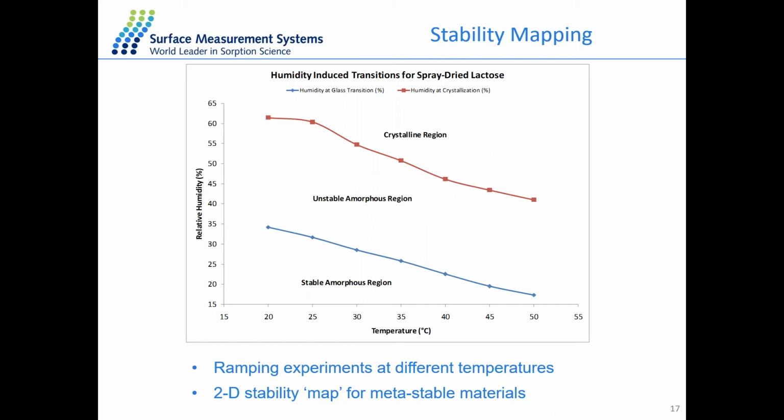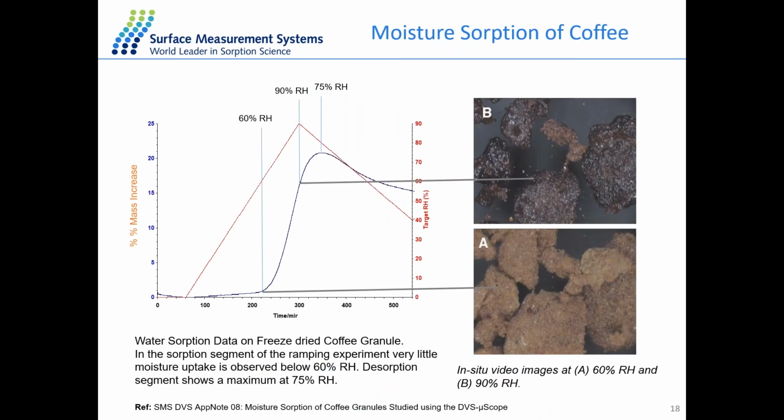So this just shows the capacity of the DVS to measure those kinds of stability with the ramping method. And we do have a study here, an example with granule samples. We perform the same ramping experiment, where we expose the coffee granule first from 0 to 90% RH during the sorption, and then with desorption from 90% RH back to 40% RH.